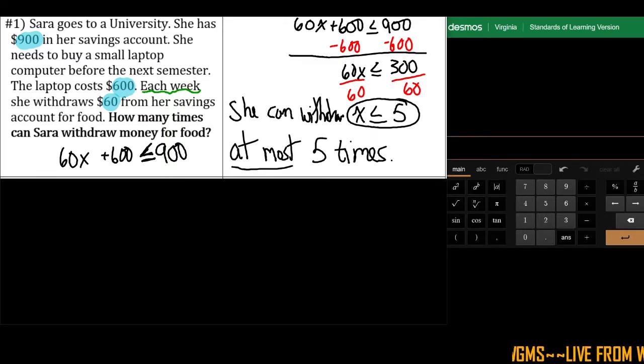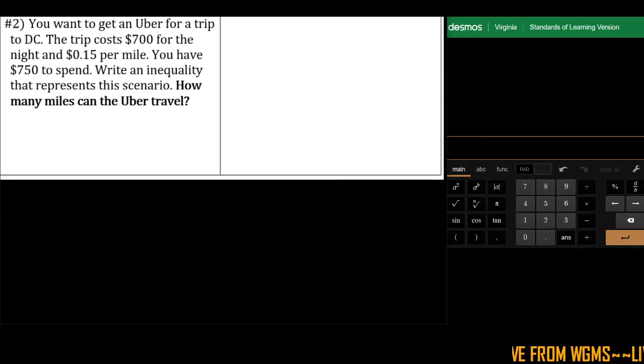For the next one, it looks like this. It says you want to get an Uber for a trip to DC. The trip costs $700 to start out with for the night and 15 cents per mile. You will have $750 to spend. Write an inequality that represents this scenario. How many miles can the Uber travel?